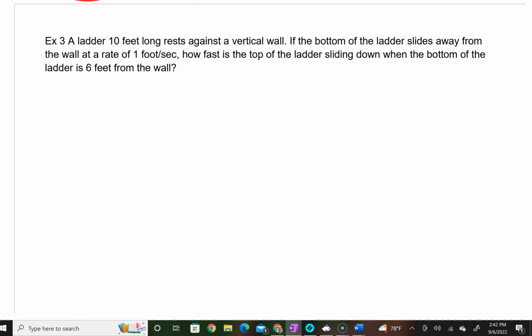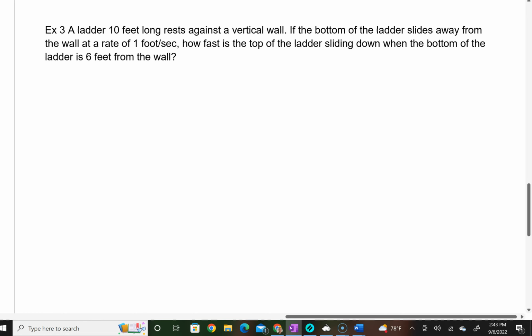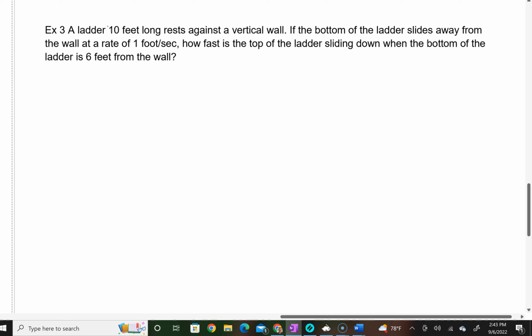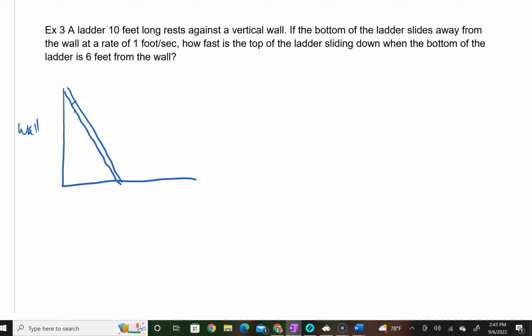Let's flip to the back and take a look at example 3. It's dealing with a ladder 10 feet long. So a ladder 10 feet long rests against a vertical wall. So, we've got our wall right here. Got our ladder coming over here. By the way, the ladder is fixed. This is 10 feet, and it's not going to change. It's always going to be 10 feet in this problem. Sometimes that's the huge part of what we've got to deal with.